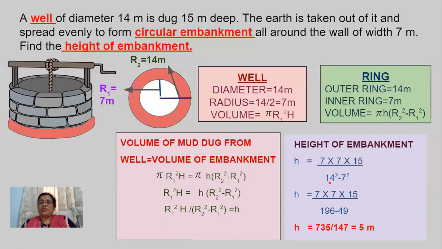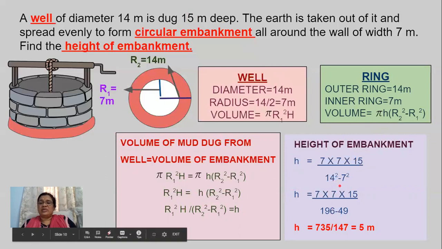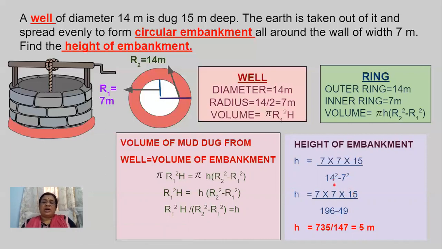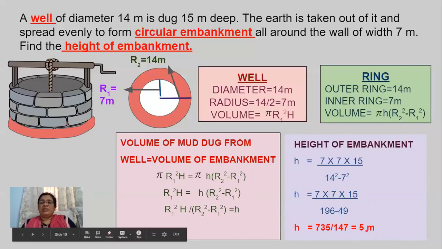And R2 will be 14, and R1 will be 7, and this is 14 into 14, that is 196. 7 7s are 49. When you subtract, you will get it like this. When you simplify, you will get 5 meters. So the height of this embankment in this problem will be 5 meters.